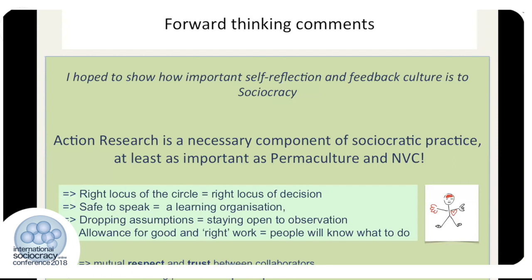The last four important findings that we got: the locus of the circle, finding the right place where the decisions are made, that I already told you. Safe to speak is very important for staying a learning organization. And that brings us back to mistakes are good and mistakes are important. Also dropping assumptions about other people and staying open to actually what we observe and perceive. And allowing for good and right work means people will know what to do. So stepping out of the savior position was an important thing too.